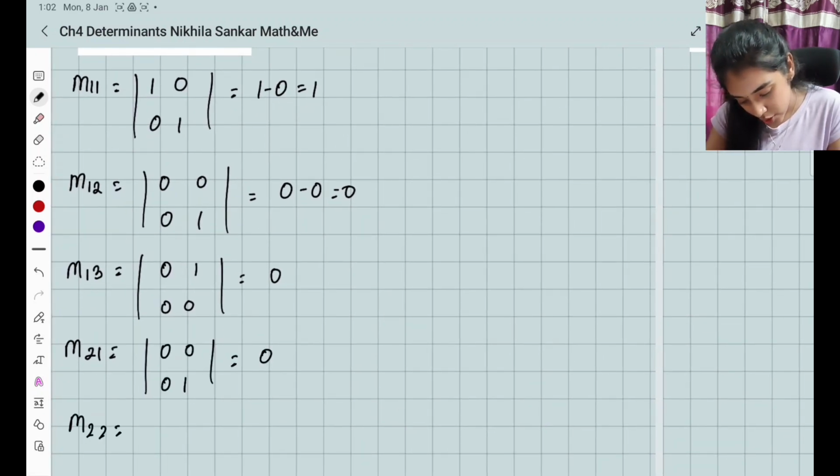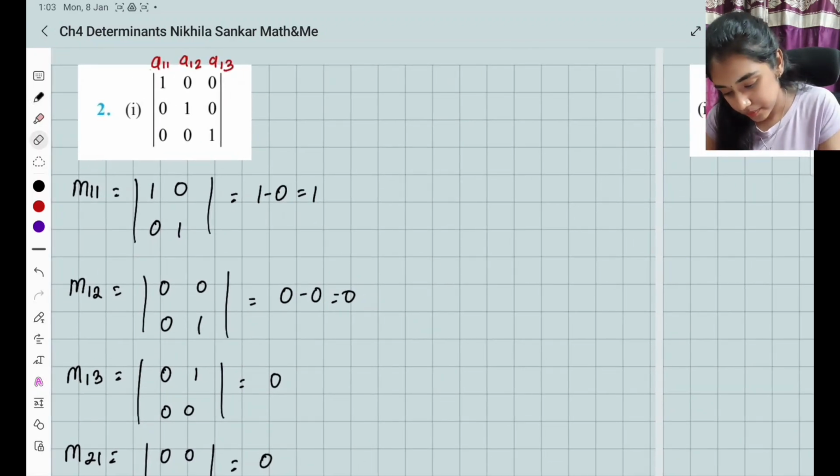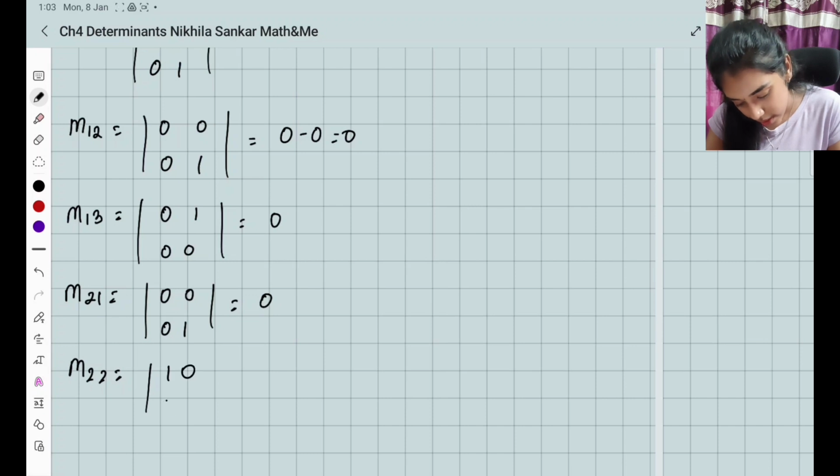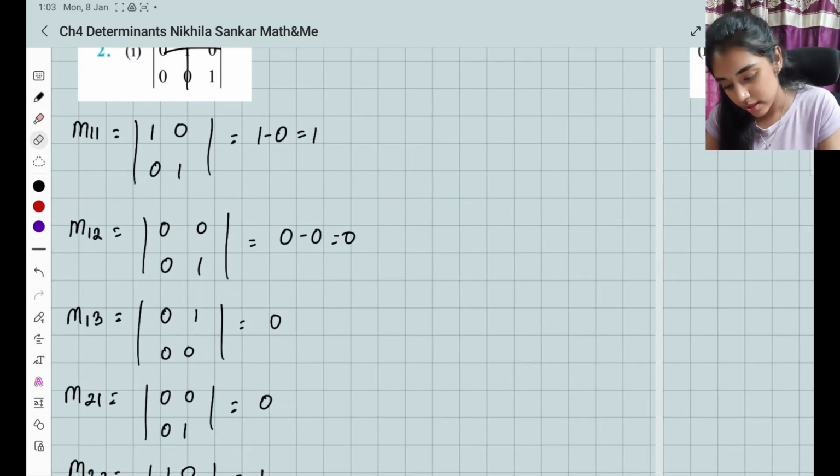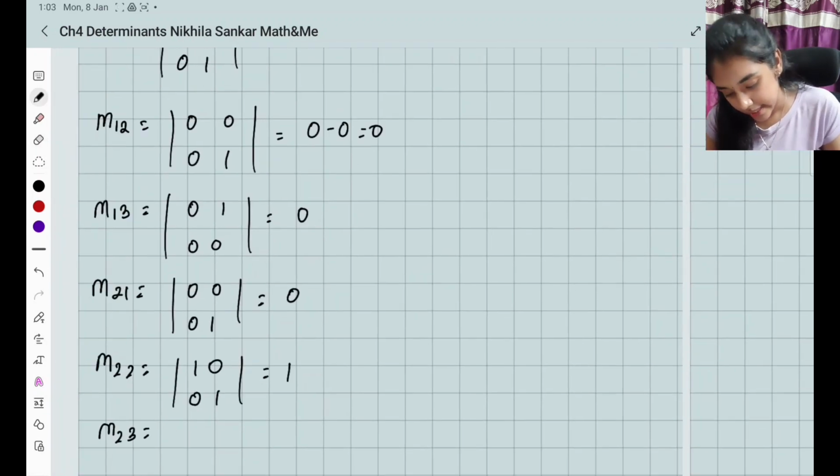Then M22 is going to be the middle one. So 1, 0, 0, 1. This is again 1. Okay. Now M23. Be careful.